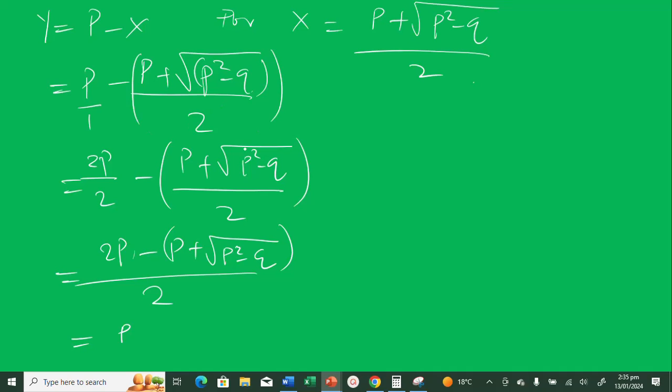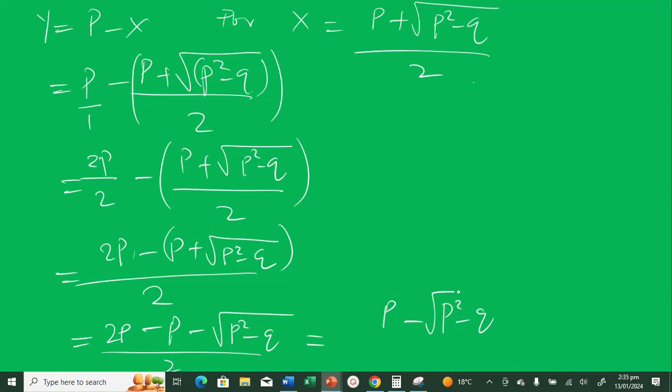Now, if you open up this bracket, you have 2p minus p minus the square root of p square minus q all over 2. So 2p minus p will give you p minus the square root of p square minus q, divided by 2. So you have y to be this value.